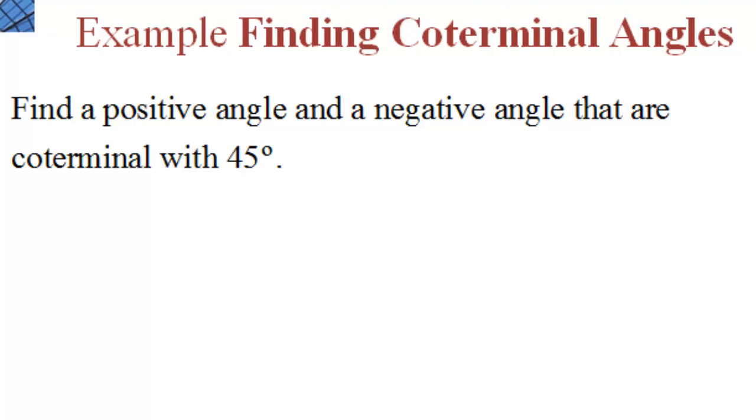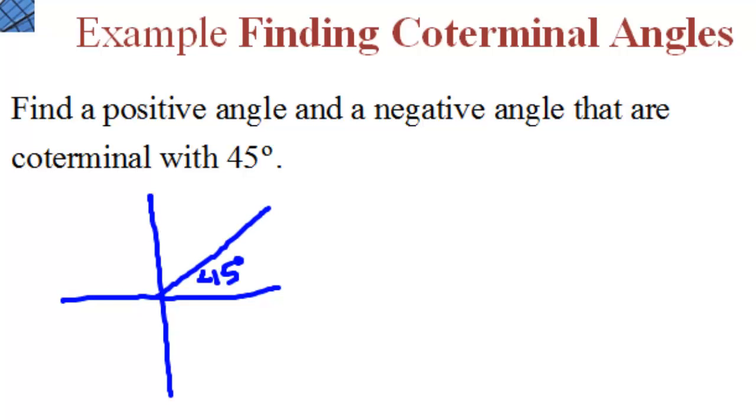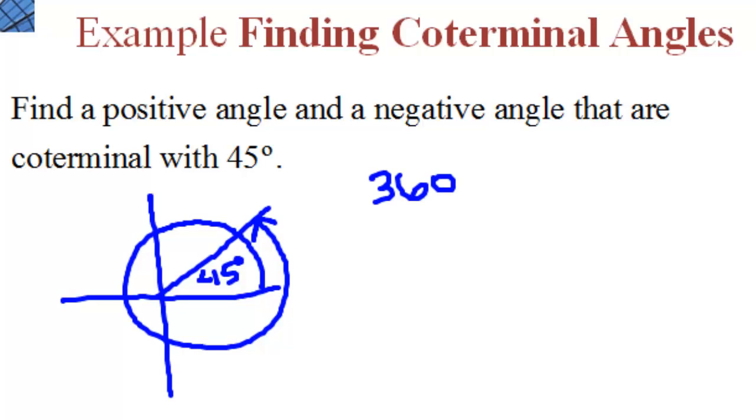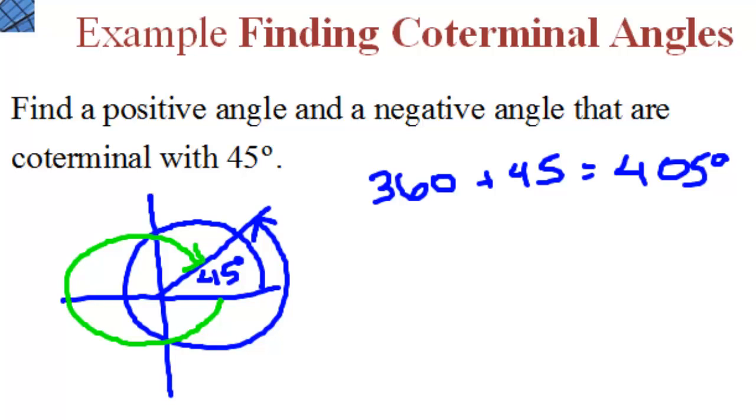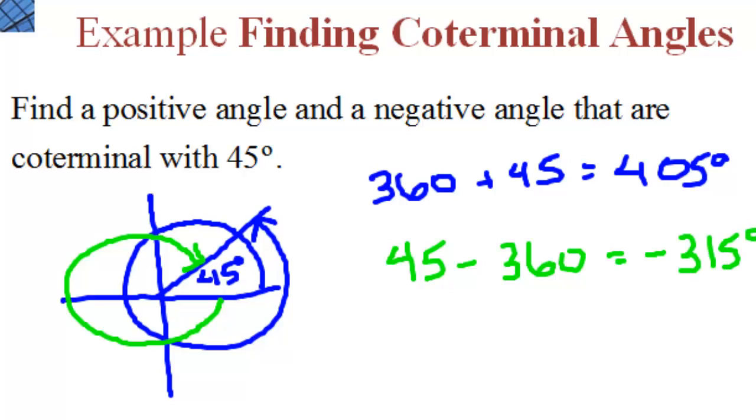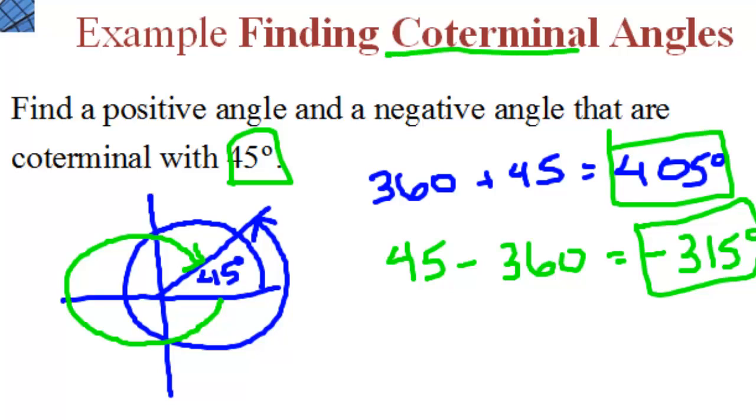So let's find a positive angle and a negative angle that are both coterminal with 45 degrees. If we have our x and y axis and a 45-degree angle, we can have an angle that goes all the way around, which would be 360 plus 45, which would be 405 degrees. Or we could have, starting at the initial side and going around to the negative, 45 minus 360. Because it's a negative, that's going to give us negative 315 degrees. So 45, 405, and negative 315 are all coterminal angles.